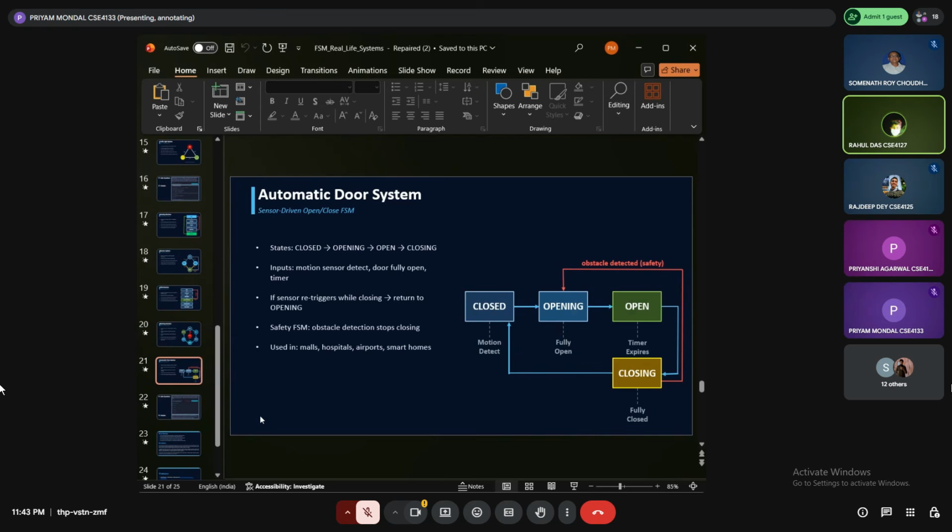Automatic door system. When a sensor detects motion, the door opens. After a timer, it starts closing. If someone comes in while it is closing, it goes back to opening. If there is an obstacle, it stops for safety. Each of these results in a state transition. Next slide.